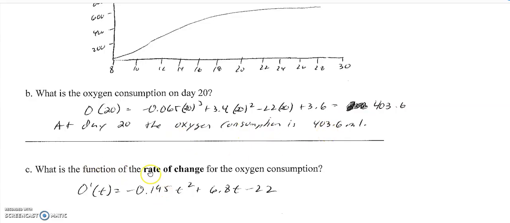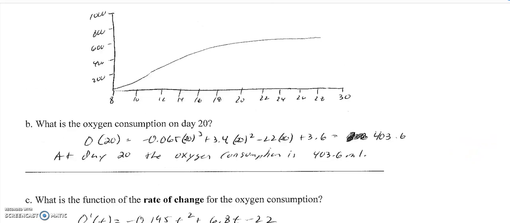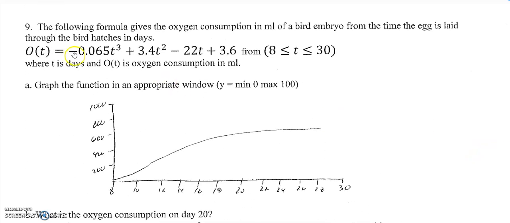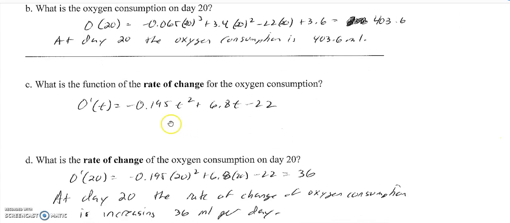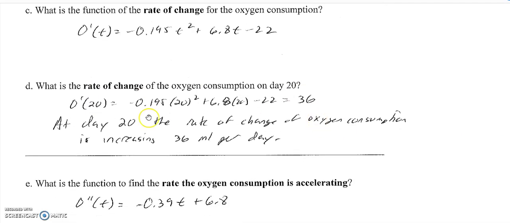If I'd like to find the rate of change of the oxygen consumption, I would take the derivative, the first derivative of the original. So the original is negative 0.065 t cubed plus 3.4 t squared minus 22t plus 3.6. The derivative of that would be negative 0.195 t squared plus 6.8 t minus 22. And what is the rate of change of the oxygen consumption on day 20? We plug 20 into the first derivative, and we get 36. So at day 20, the rate of change of the oxygen consumption is increasing 36 milliliters per day.